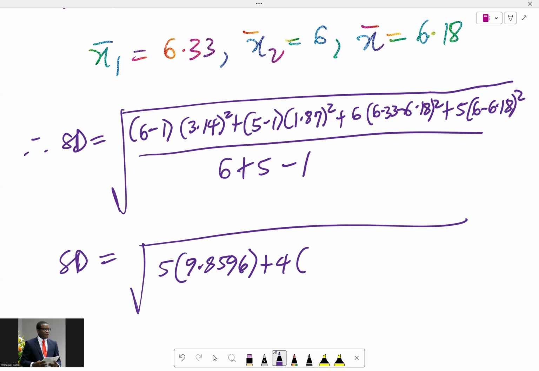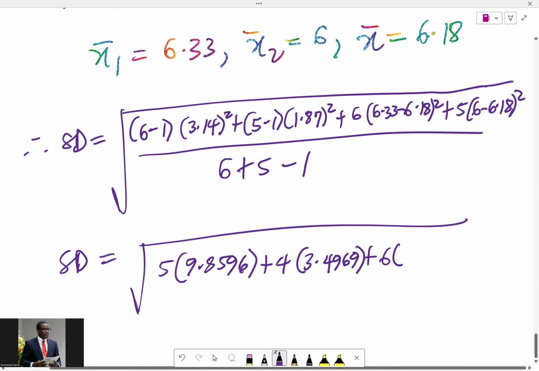So that is 3.4969 plus 6 into, let's just do that straight to save time. So we just have 6.33 minus 6.18 all squared. That is like 6.33 minus 6.18 squared.